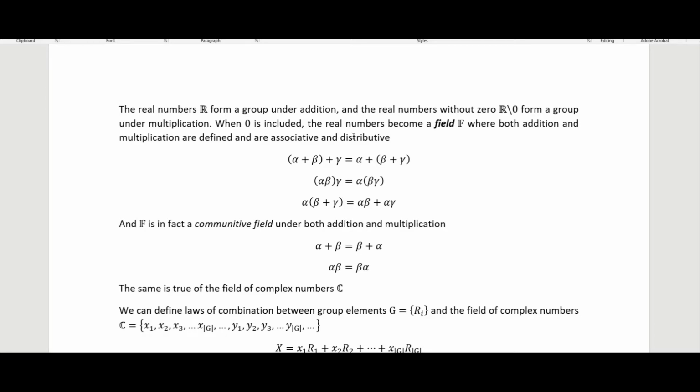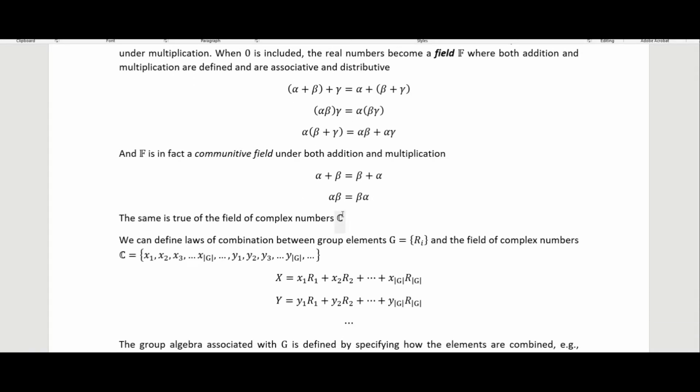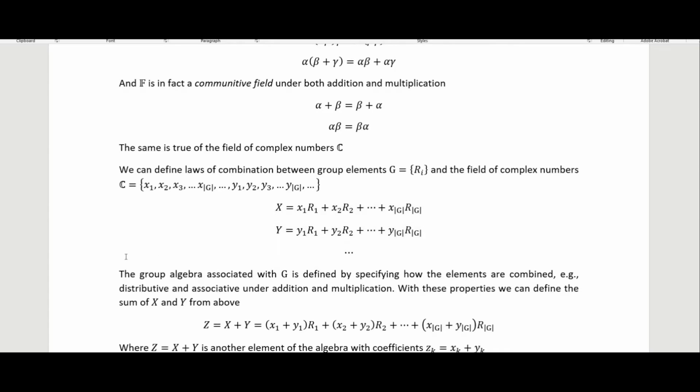If we add 0, then it becomes a field, which I write with this fancy F here, where both addition and multiplication are defined and are associative and distributive. And in fact, this field of the real numbers is a commutative field, so it doesn't matter which way you add or multiply them. And the same would be true if we used complex numbers.